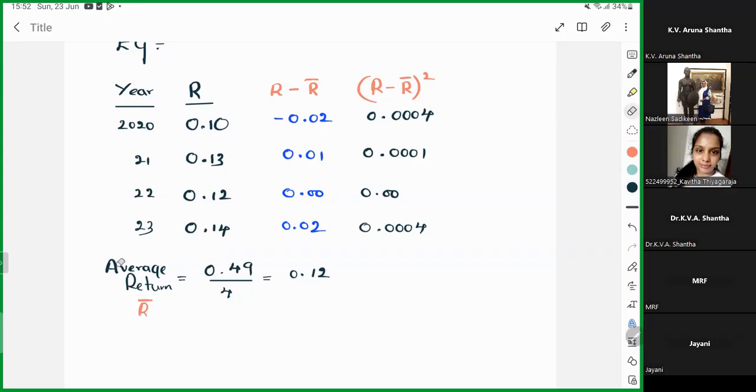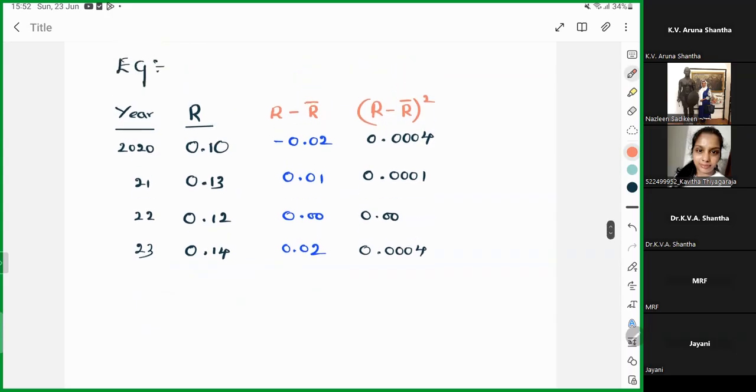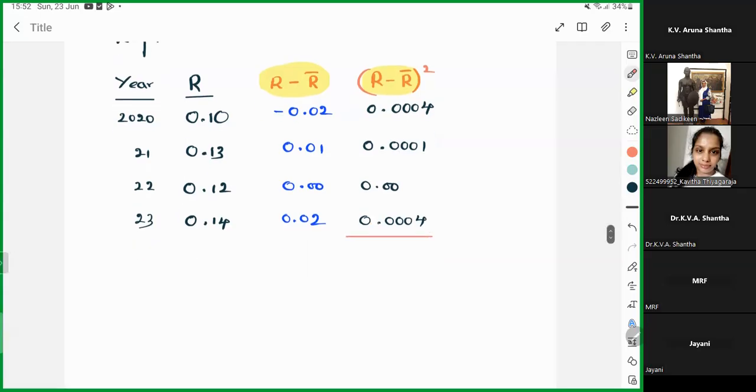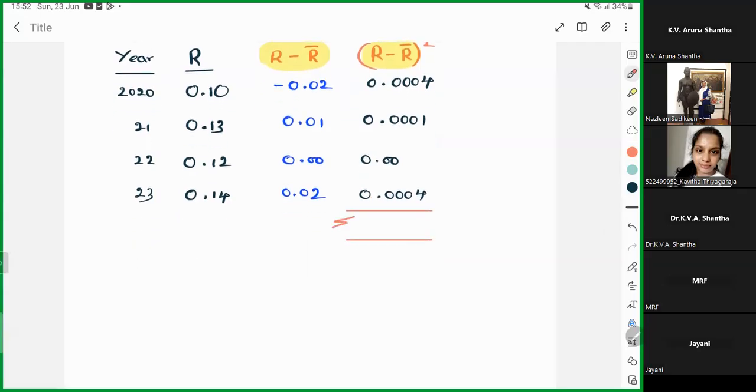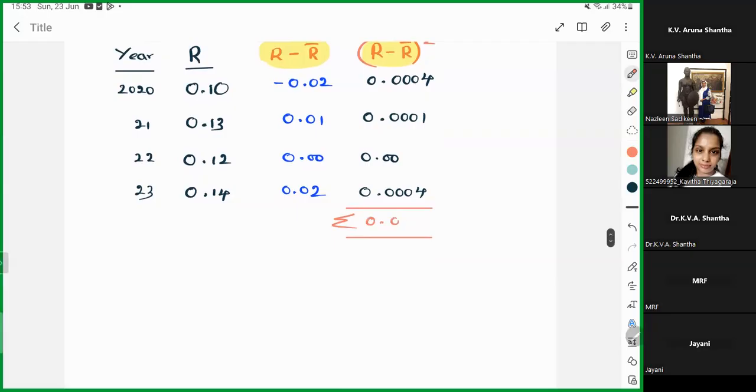Right. So variance is the total of these squared deviations. Now you see, the first part is the deviation of return from the average. R minus R bar is the deviation of rate of return from the average. Then squared deviations. Now take the total of the squared deviations. How much total? 0.009.